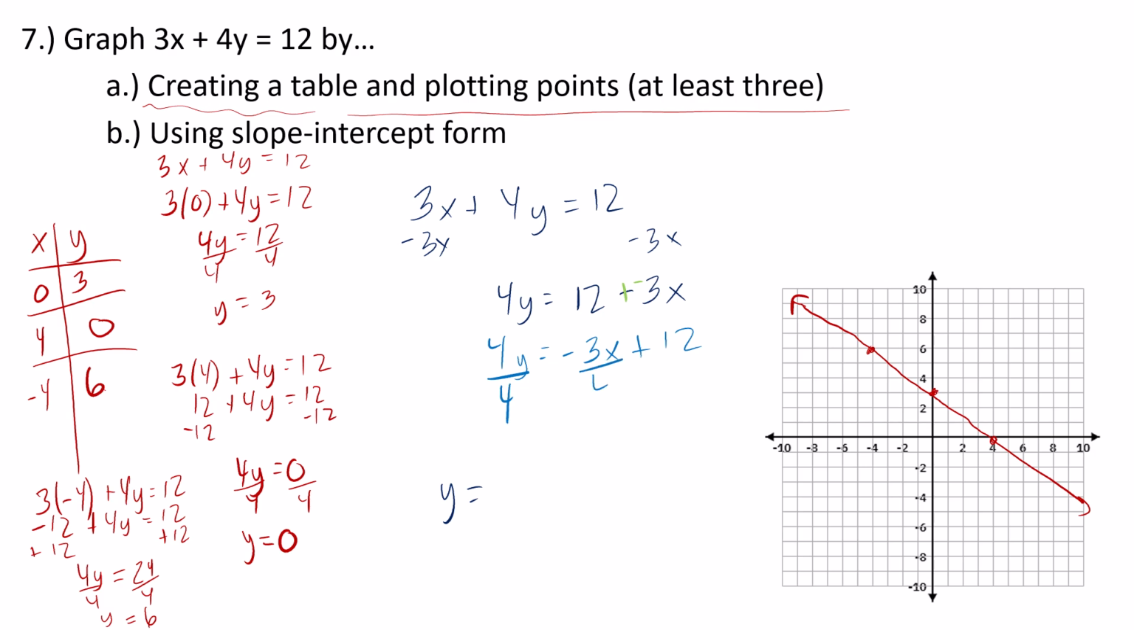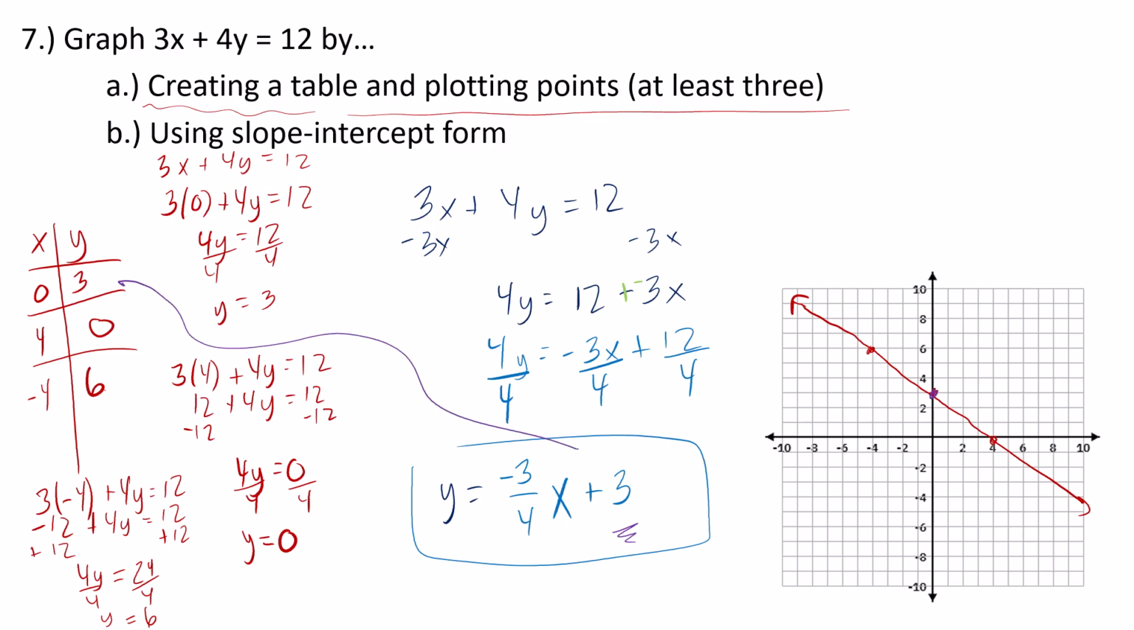Now we want to get the y by itself. We divide everything by 4, and so we're left with y is equal to negative 3/4 x plus 12 divided by 4, which is 3. Now, graphing it this way, I will change the color up. We'll use purple. The y-intercept is 3. Oh, look, that is the same point that we got by building the table, okay? And so we're confirming that, yes, this is going to be the same line.